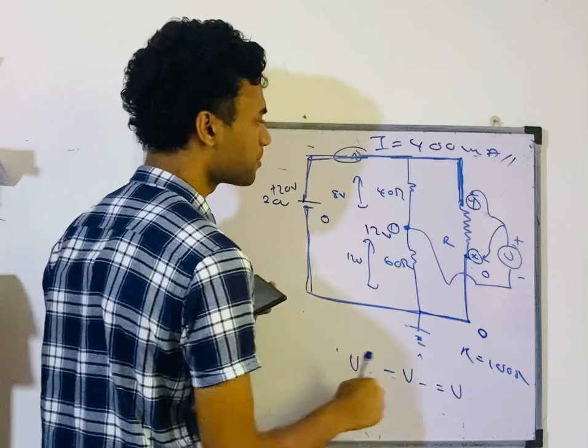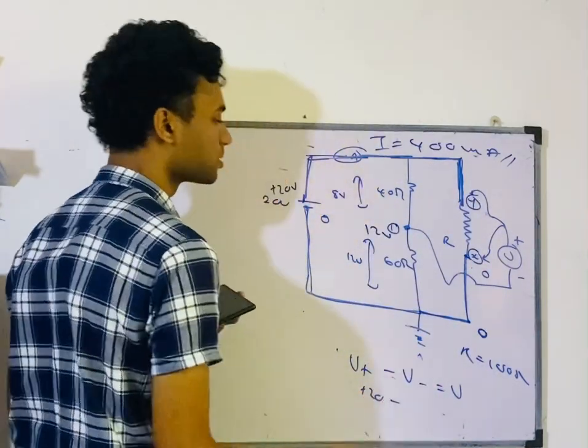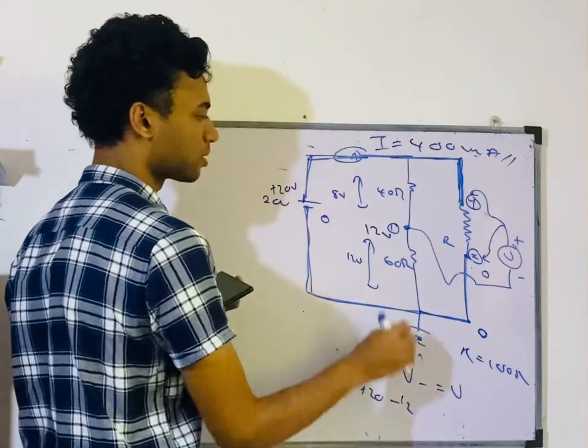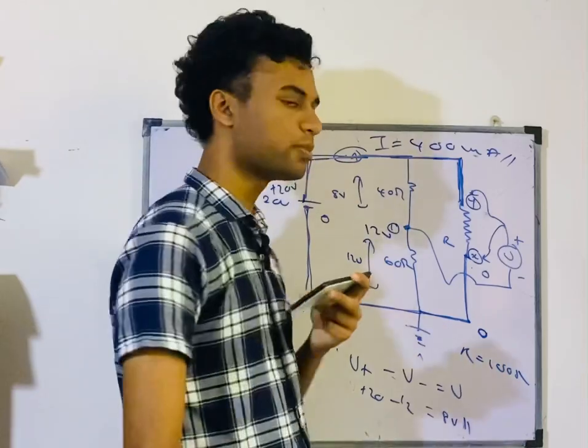Positive terminal reading this time, because it's at Y, is equal to plus 20, minus 12. V negative is 12, doesn't change. Therefore, this is equal to what? 8 volts. I hope you can understand this.